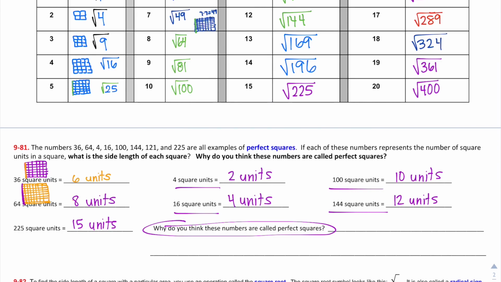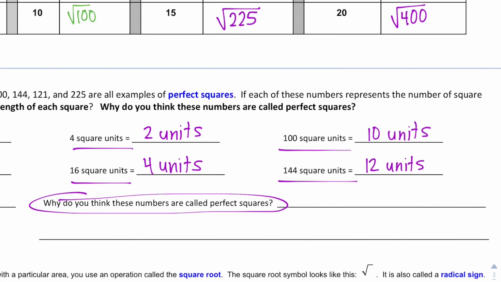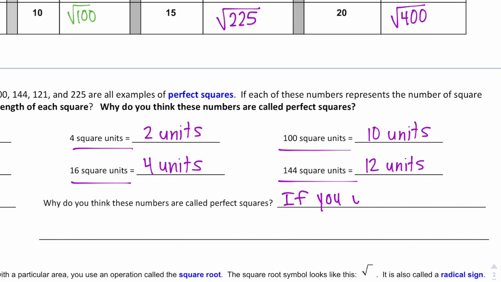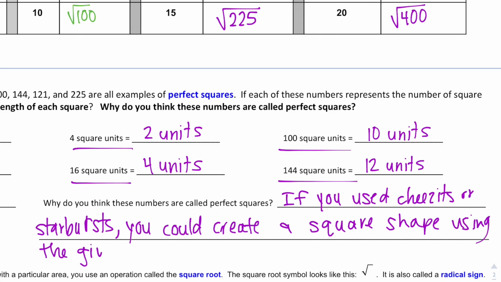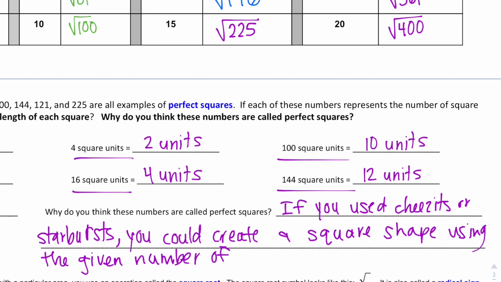Okay, why do you think these numbers are called perfect squares? This is exactly why I wish I was in the classroom with you all, so I could hear your opinion. These are called perfect squares because if you used, I'm going to say Cheez-Its or Starbursts, you could create a square shape using the given number of units.